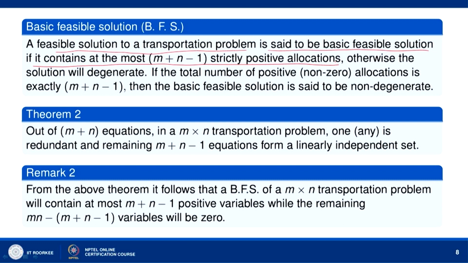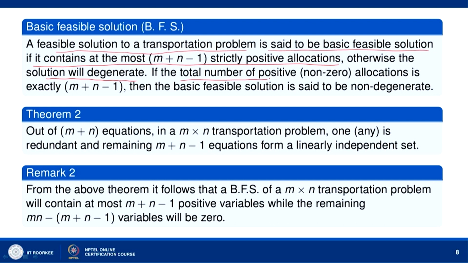So, there are m plus n equations, and the total variables are m n, the x_ij's, where i runs from 1 to m and j runs from 1 to n. A transportation problem will be said to have a basic feasible solution if it contains at the most m plus n minus 1 strictly positive allocations, otherwise the solution will degenerate.